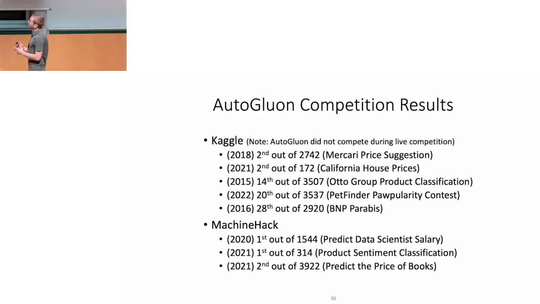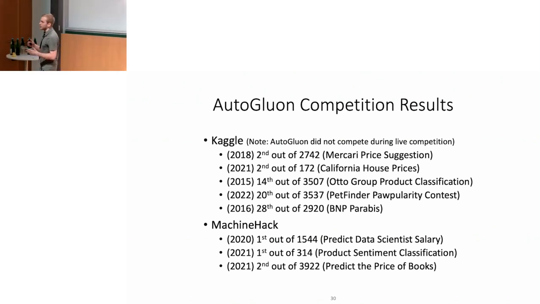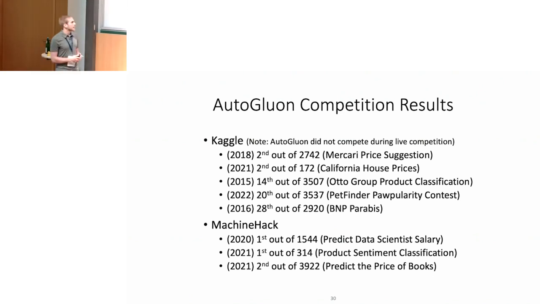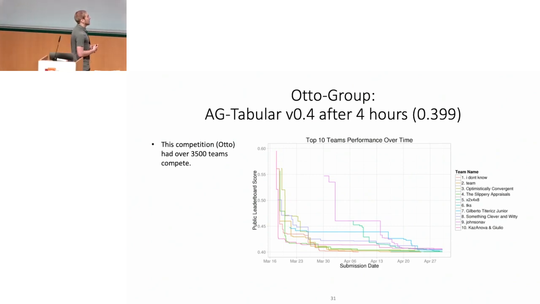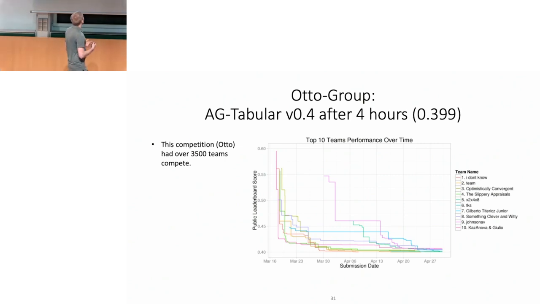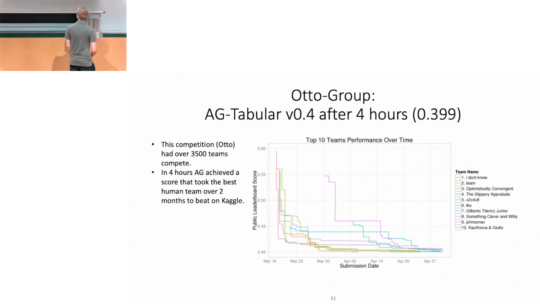So, furthermore, we took AutoGluon to Kaggle and MachineHack competitions to see how it fared. We were able to get multiple top 1% and rank 1 solutions on historical competitions. To give an example, the AutoML competition had over 3,500 teams compete on Kaggle. In 4 hours, AutoGluon achieved a score that took the best human team over 2 months to beat on Kaggle.